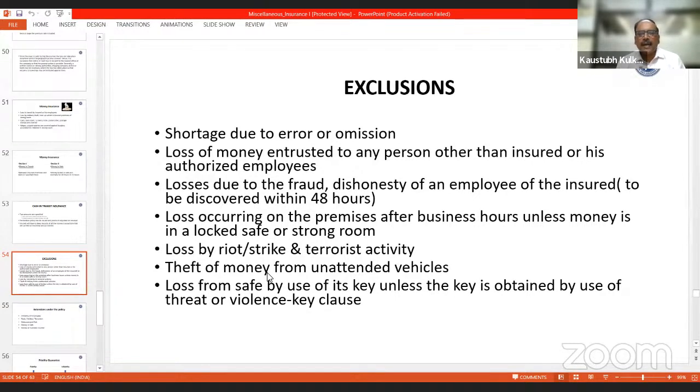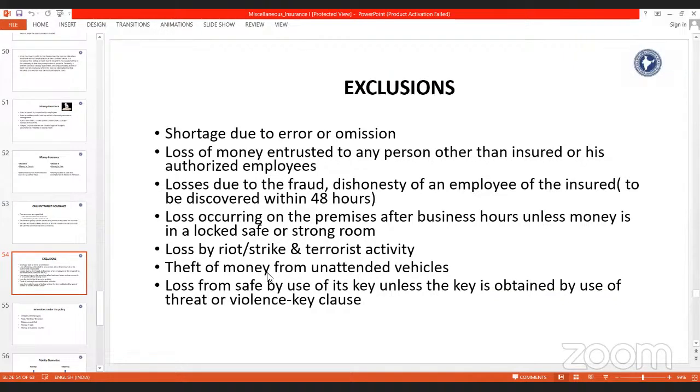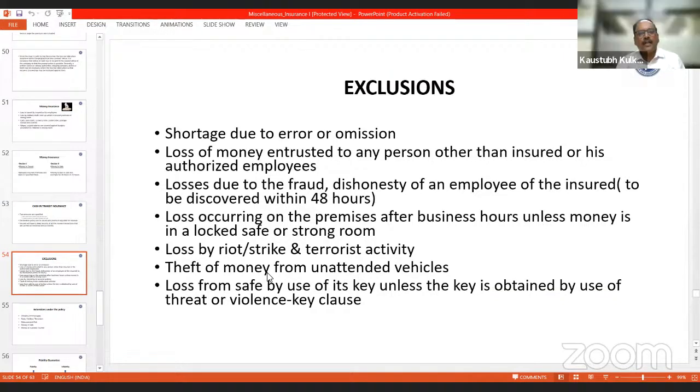Again, loss by riot and strike, terrorist activity, those are excluded. But by paying extra premium, we can cover this riot strike exclusion. Theft of money from an unattended vehicle. Many claims may come out of this particular definition. Because theft of money from unattended vehicles is not covered.